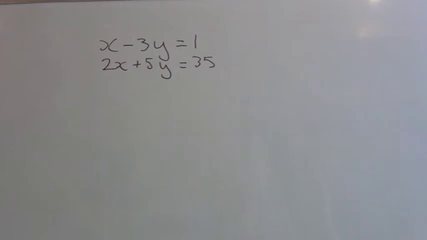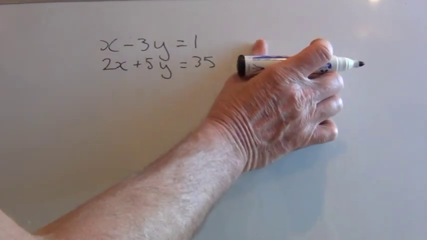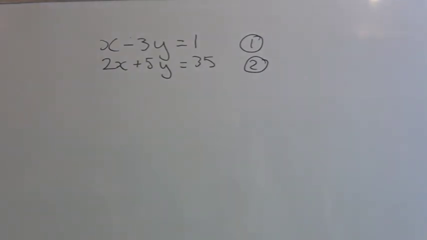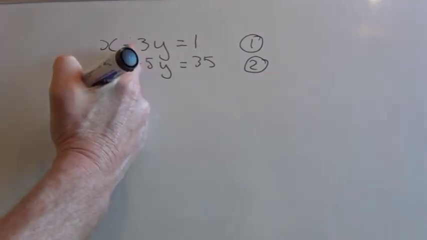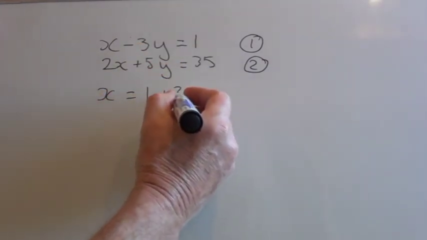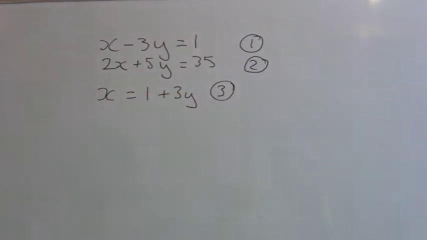Okay, so the first thing we do, following the same routine, is label the equations 1 and 2. Now for this particular set of equations I'm going to choose equation 1 to rearrange to find the value of x. So I can see that if I add 3y to each side, x will equal 1 plus 3y, and I'll label that as equation 3.